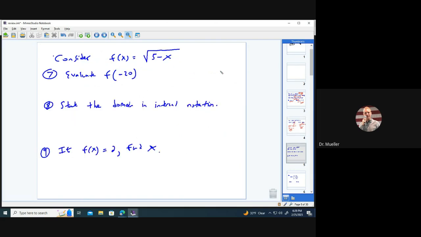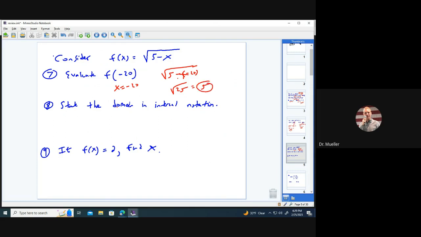All right, number 7, consider f of x equals the square root of 5 minus x. Evaluate f of negative 20. That means x is equal to negative 20. So we're going to put negative 20 in for x. Again, make sure to leave the minuses there. And that's a double negative, so that turns to a plus. So we get the square root of 25, which is just 5.